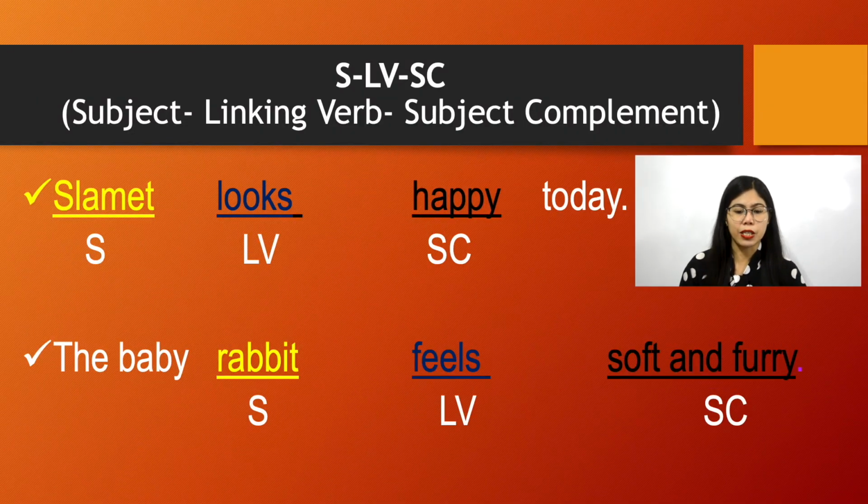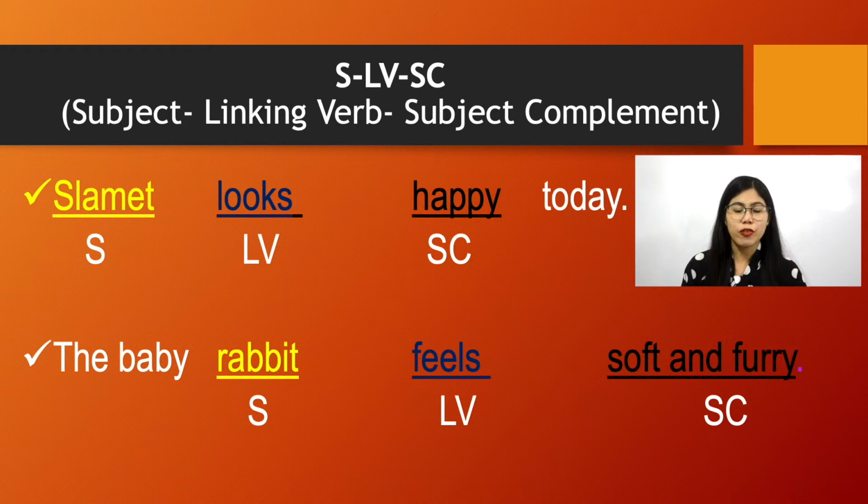Let's have another example of SLVSC pattern. Slamet seems happy today. As you can see here, our subject here is Slamet because he's the one being talked about in the sentence. If you're going to ask, who seems happy today? The answer is Slamet. So it is correct that it is our subject. Followed by the linking verb seems.